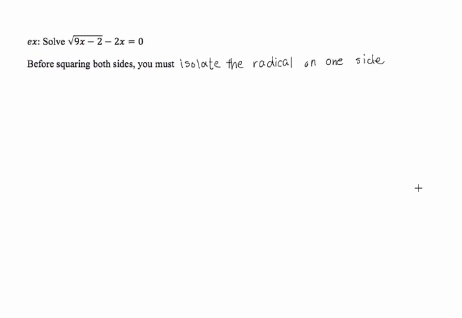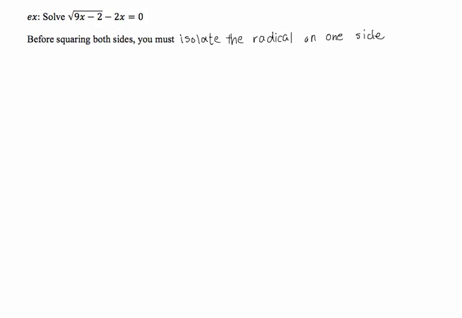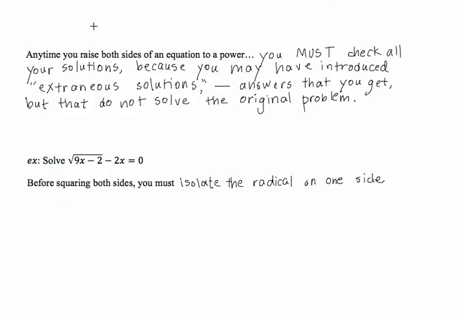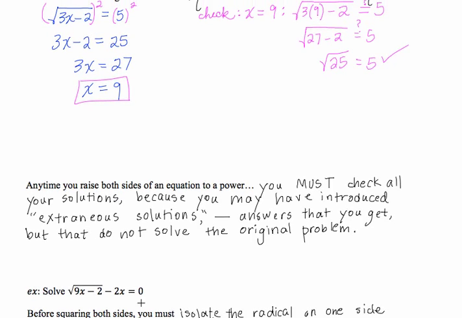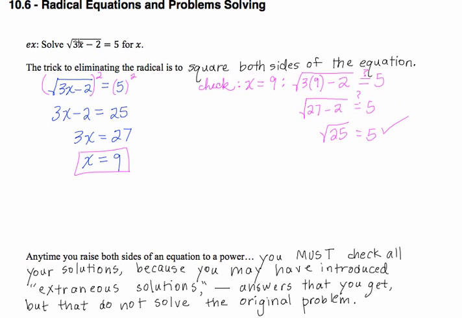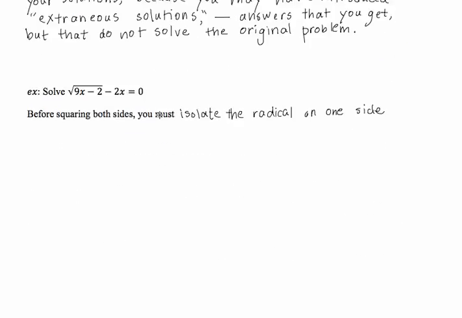From here on out, make sure you're pausing the video, trying each problem first on your own. All right, the next example is this one. If you notice, this one is a little different than the previous problem in that the radical is not by itself. In the previous problem, the radical was all by itself on one side of the equation. So when we squared both sides, that radical simply went away.